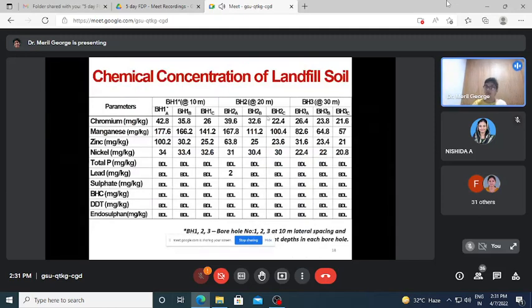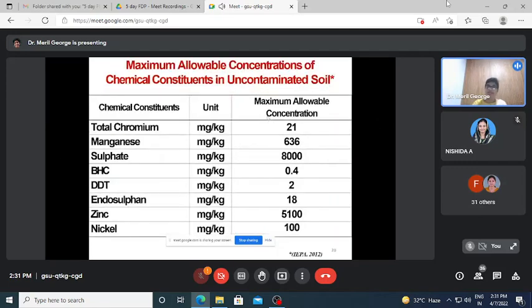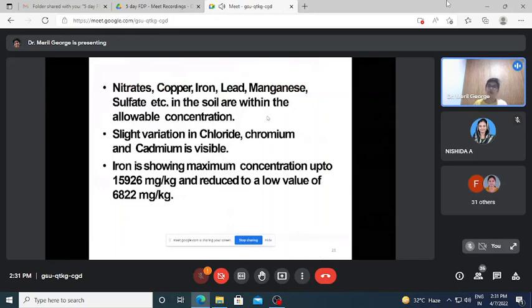from soil collected from the landfill site. When we analyze that, we can see that nitrates, copper, iron, lead, manganese, sulfate, etc. are within the allowable limit, and a slight variation is observed in chloride, chromium, cadmium, etc. But we can see that iron is showing a maximum concentration, and it was up to 15,926 milligram per kilogram of soil.